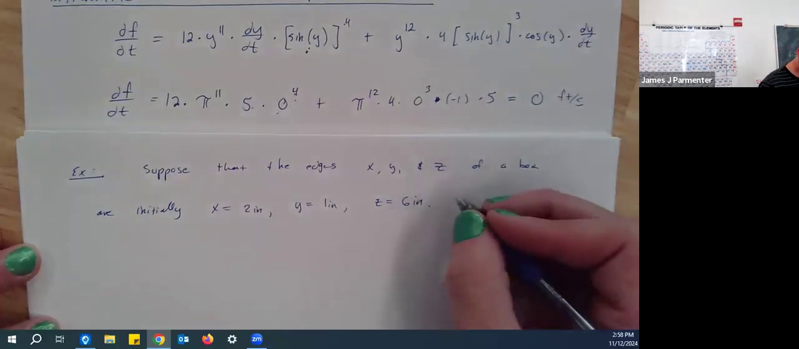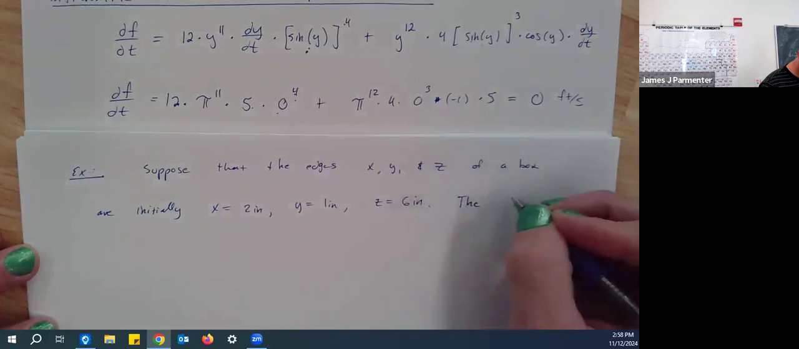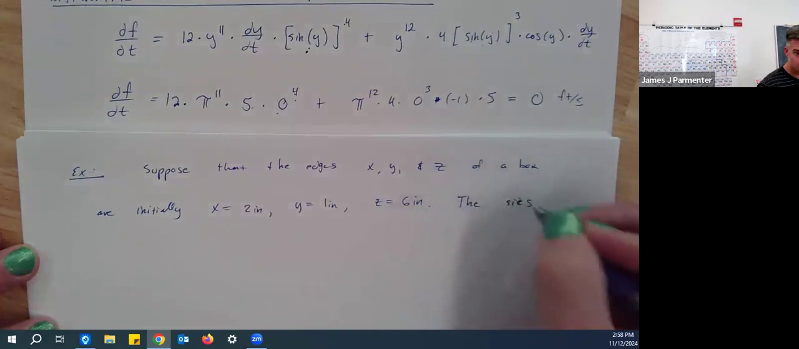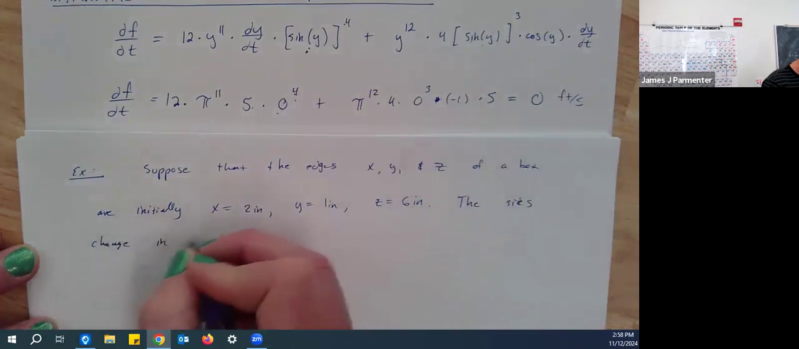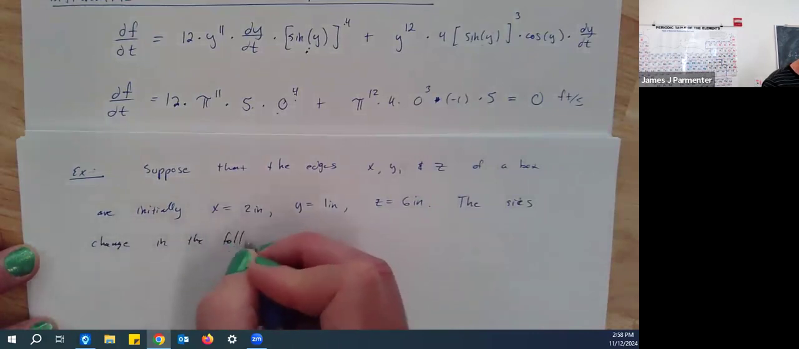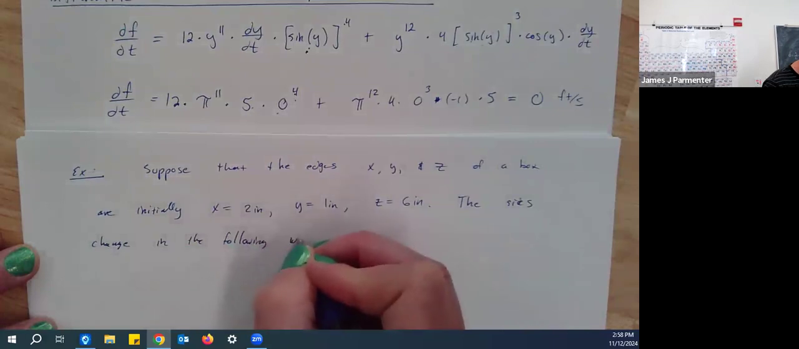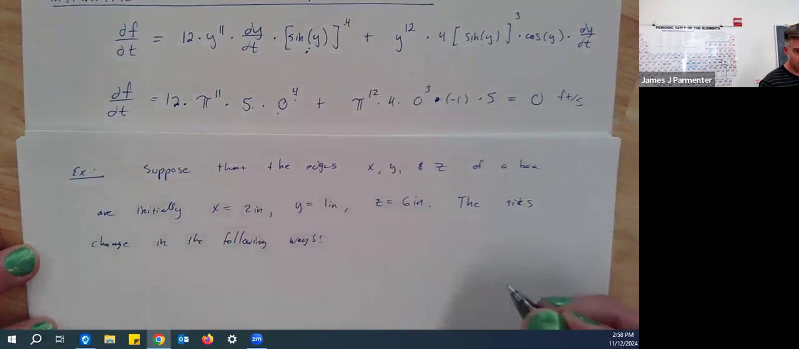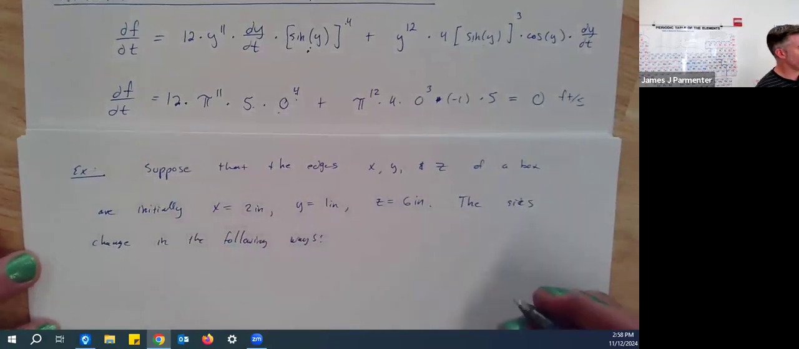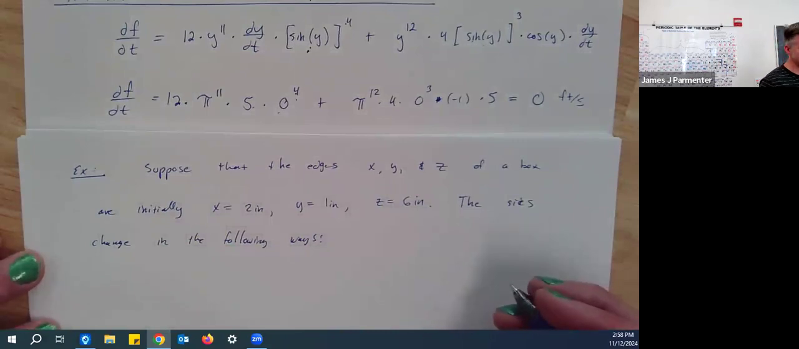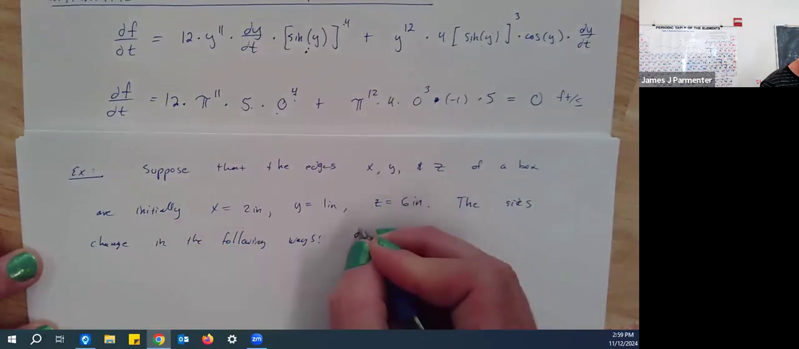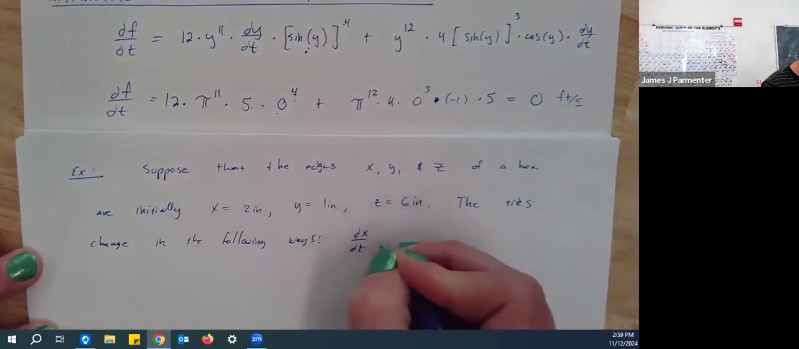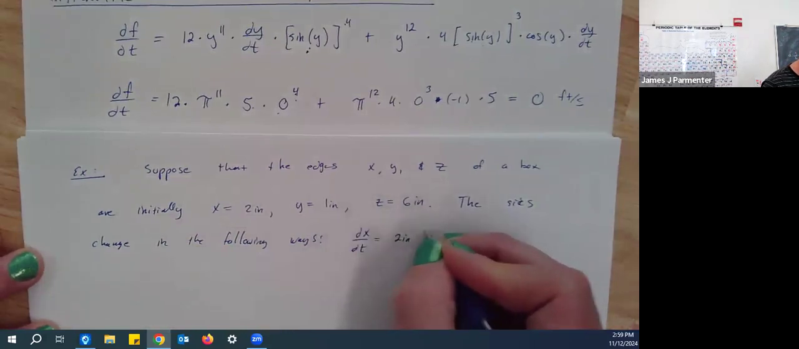We also are told the following: the box is changing shape. The sides change in the following ways. We're told that, so I can do the right derivatives. They're telling us that X is increasing at 2 inches per second. So we should write down that dx dt is equal to 2 inches per second.